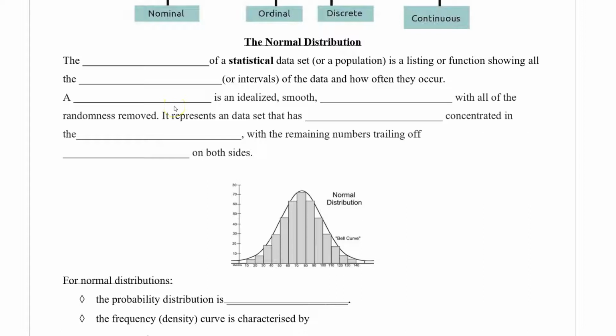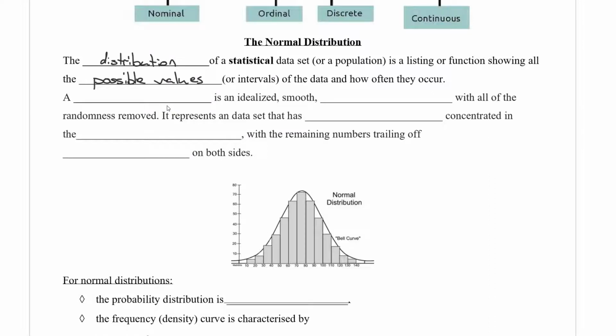Welcome to Learning Intention 5, the normal distribution. The distribution of a statistical dataset or a population is a listing or function showing all the possible values or intervals of the data and how often they occur.